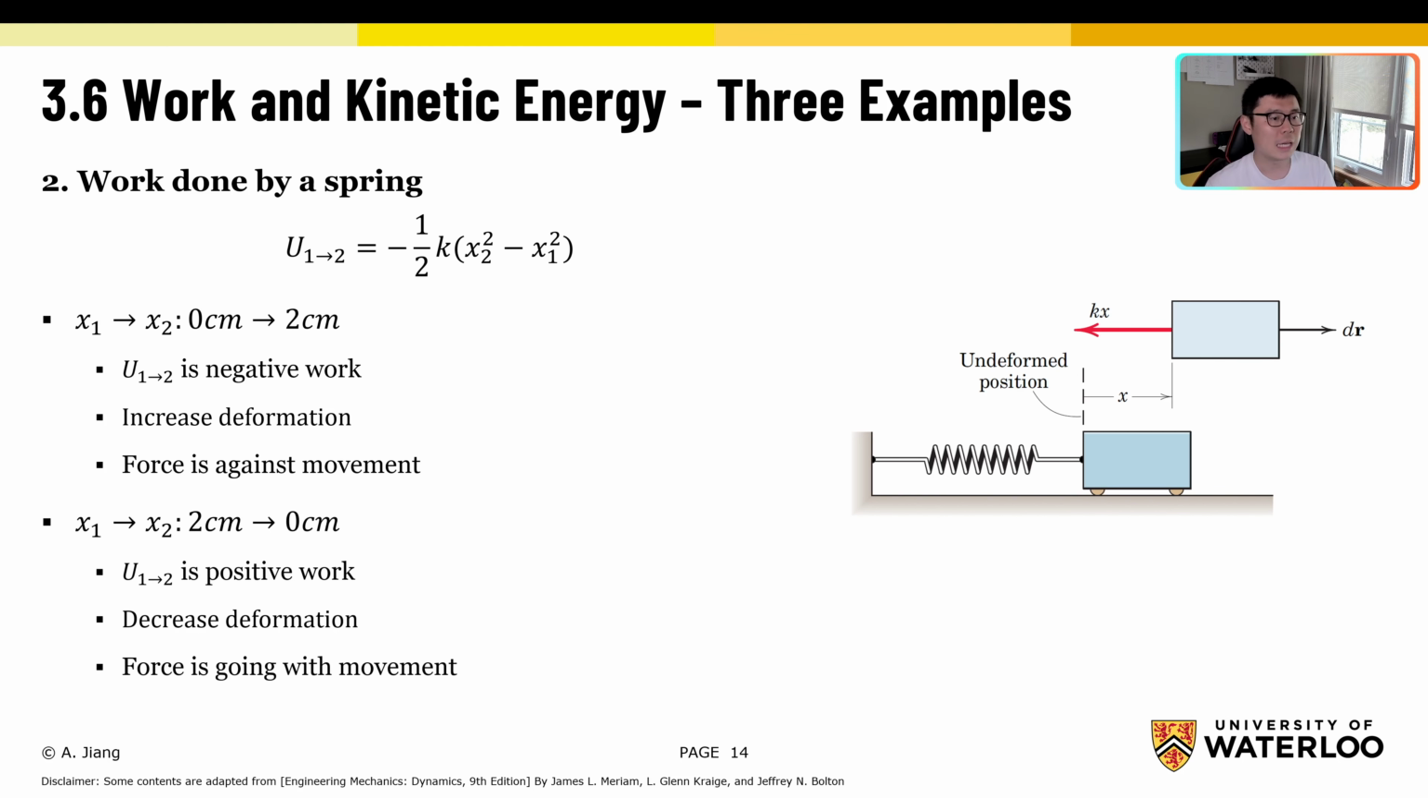Then, if we gently release the stretched spring from 2 centimeters back to its unstretched 0 centimeters, we will get a positive work from 1 to 2, or positive U1→2 value. This is because the spring has decreased its deformation, or say it's getting restored to its unstretched position, and the spring force is going with the motion. So the work produced by the spring in this case is positive.